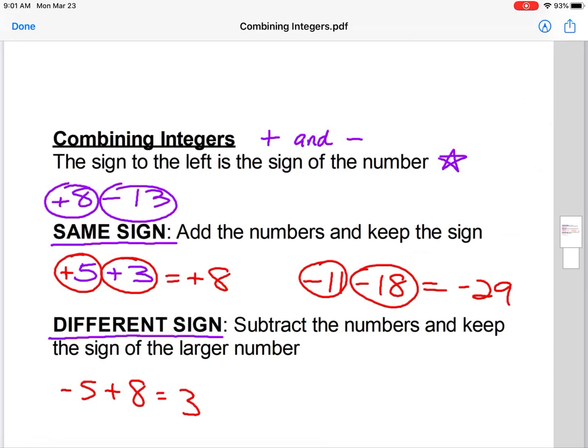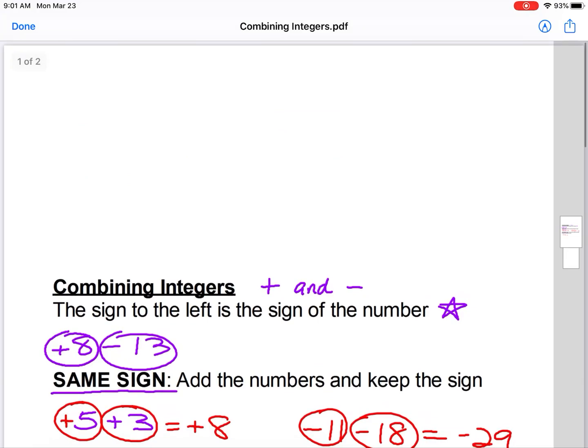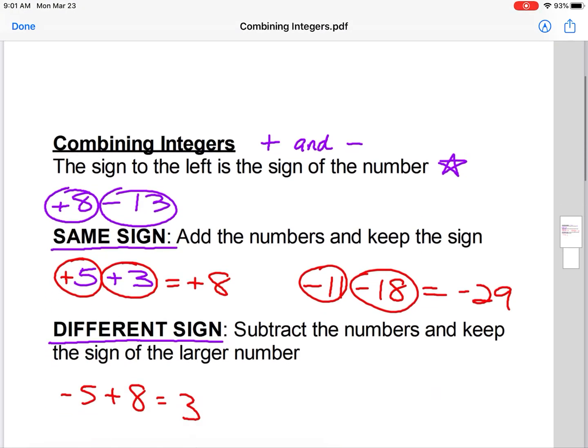All right, good morning. This is our first attempt at doing a digital lesson. We're going to see how this works out. We're just doing a sample run today for combining integers. You'll see on the screen right now are the notes for combining integers.